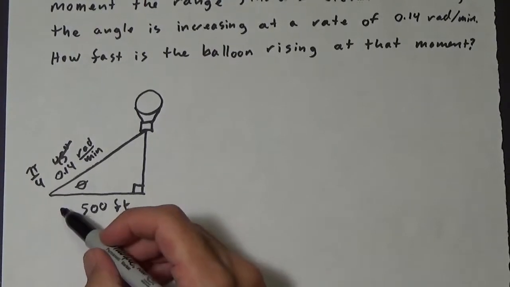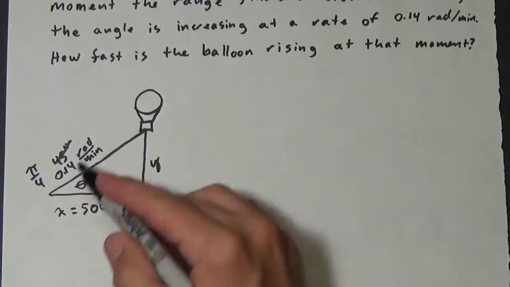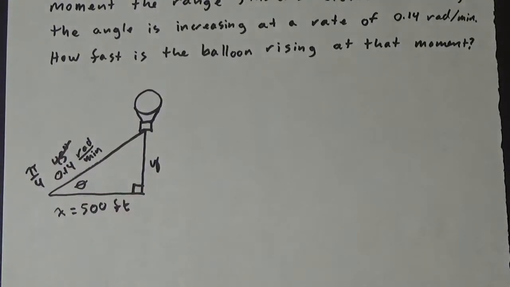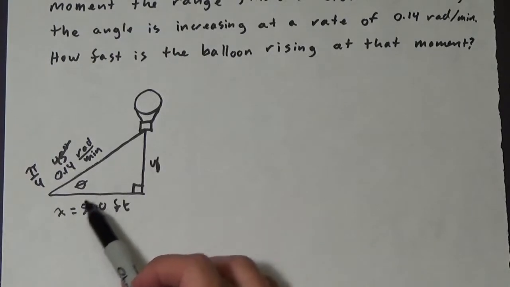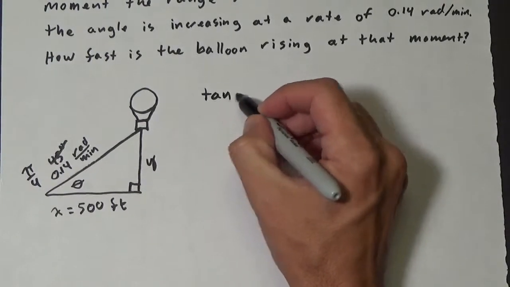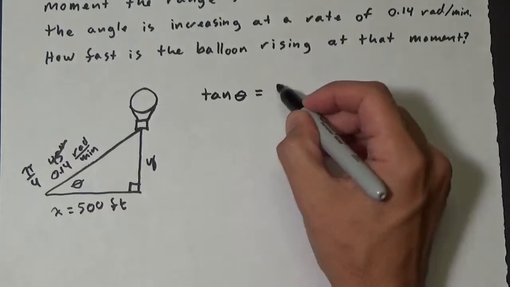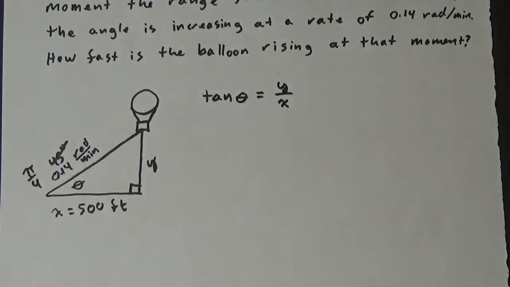So we have this value here, x, we know we want y, and we have theta. So let's think, what would relate x, y, and theta? Well, that theta, that's opposite, that's adjacent, so tangent appears to be the equation we want to use this time. So the tangent of theta is y over x. Okay, so let's go ahead and take the derivative of this.